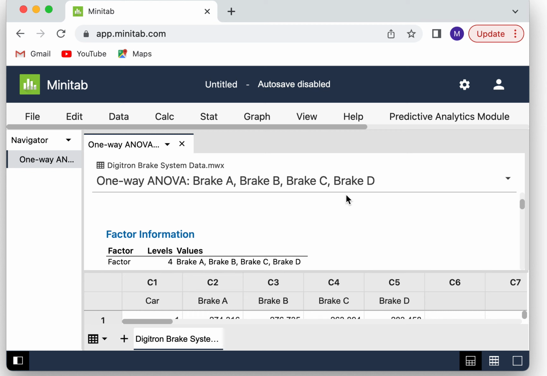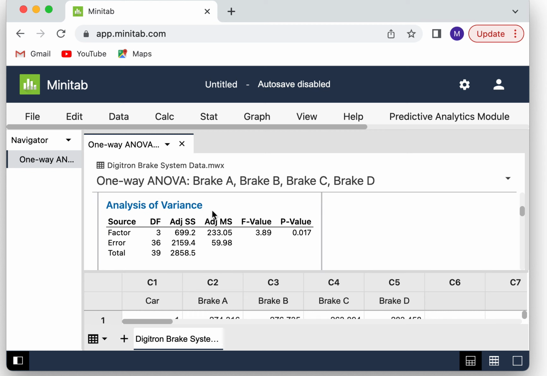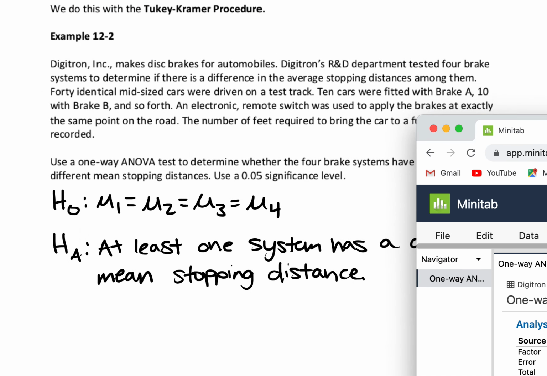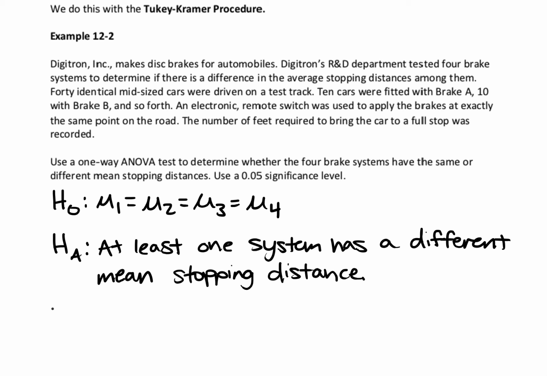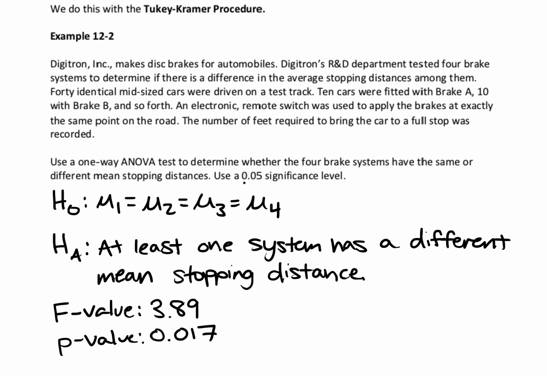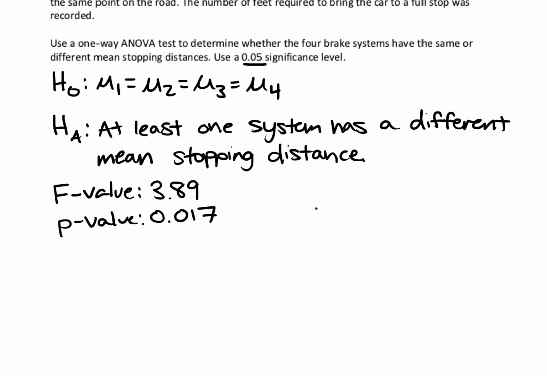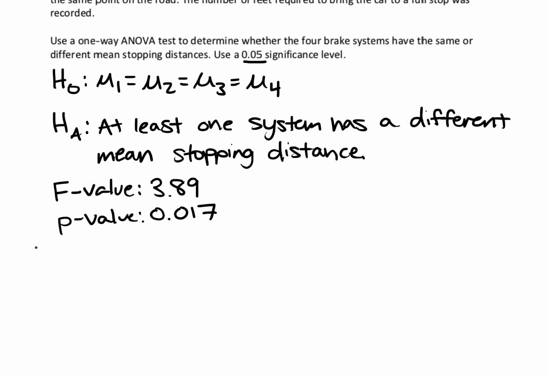So just like before, we're going to start with identifying our F value and our P value in our analysis of variance table. My F value here is 3.89 and my P value is 0.017. So let me write those down. The F value you're going to need to enter into MyLab, and the P value we're going to use to determine whether we reject or fail to reject the null hypothesis. So 3.89 is my F value, and my P value is 0.017, and so we're going to compare that to alpha, which is 0.05. So since my P value is less than alpha, that means that we reject the null hypothesis.